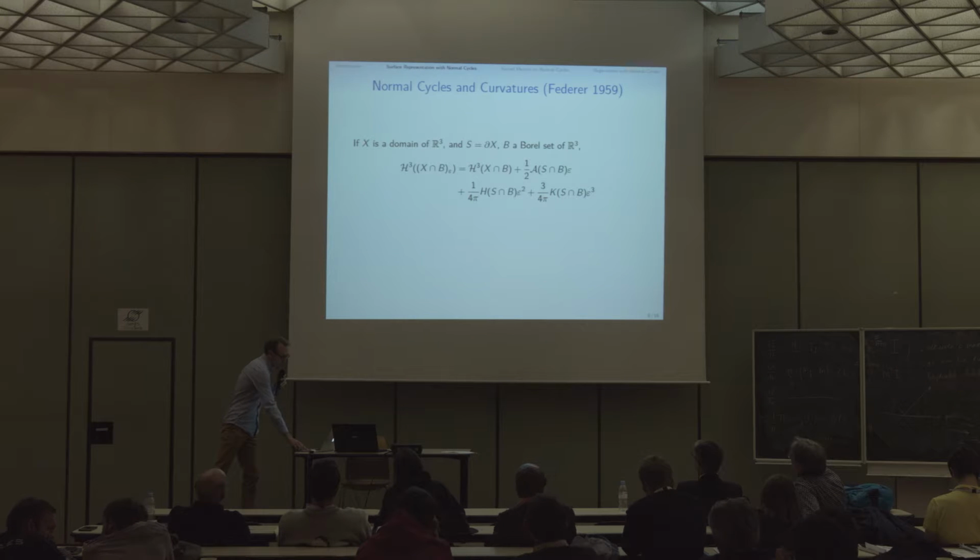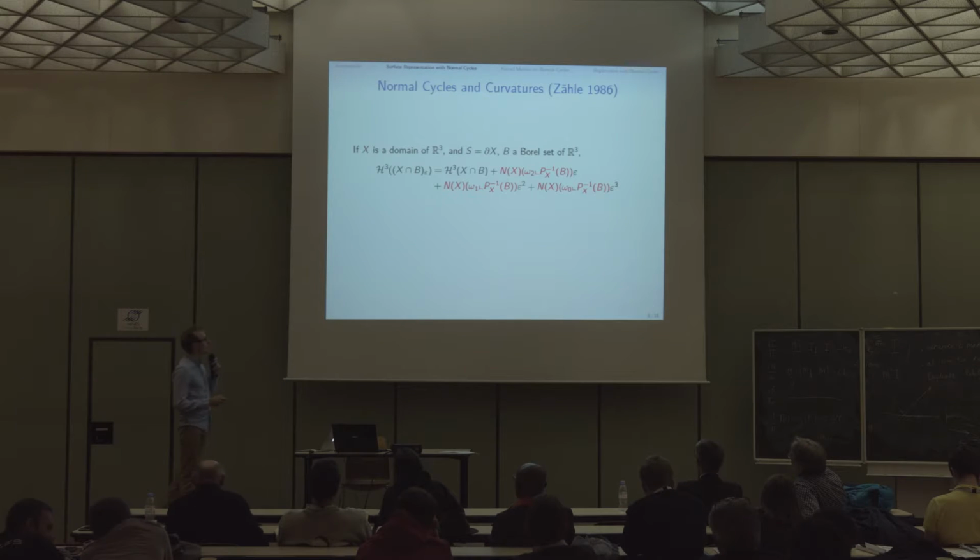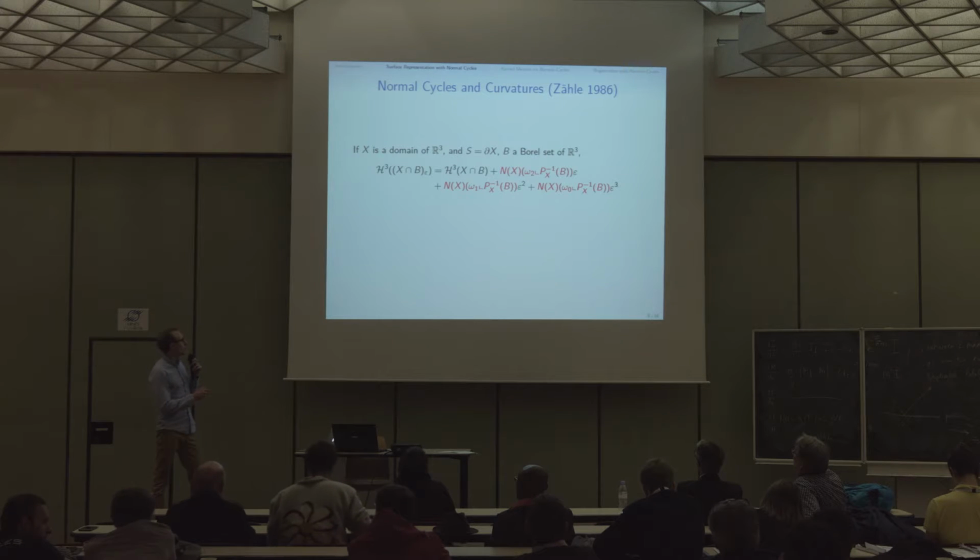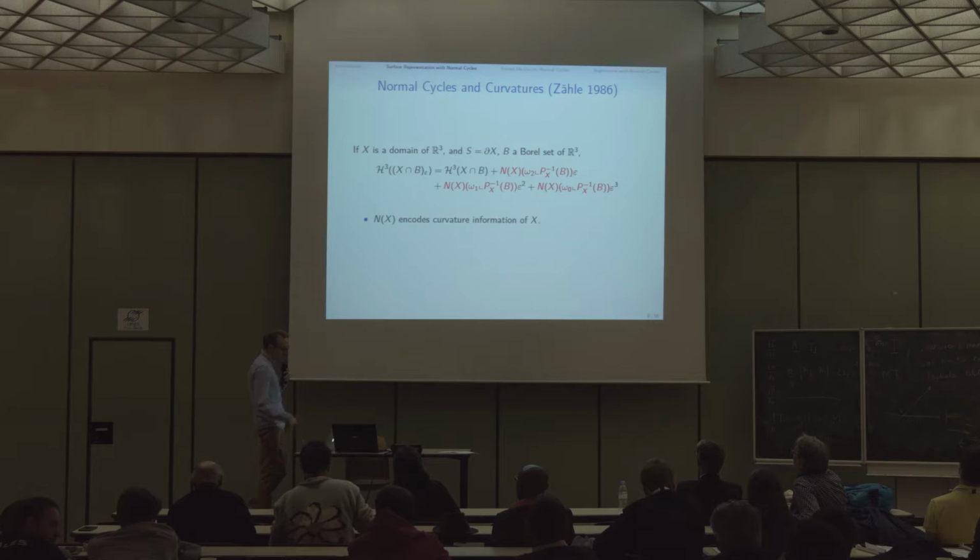Zähle showed 20 years later that, in fact, these curvature measures can be retrieved with the normal cycle through integration of adequate differential forms. So, by considering the normal bundle and integrating specific differential forms over this normal bundle, we retrieve all the curvature information of the shape. So that's why we say that the normal cycle encodes curvature information of X.